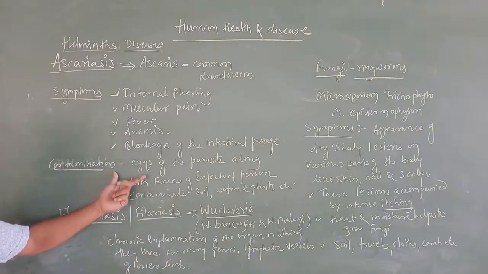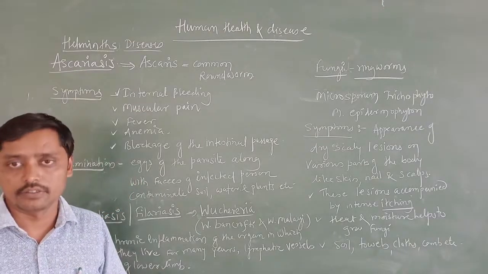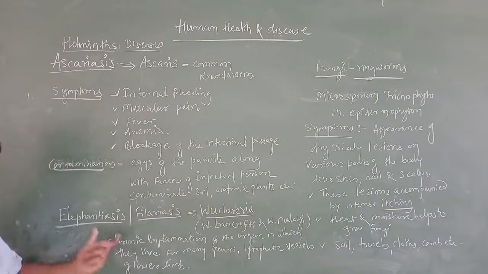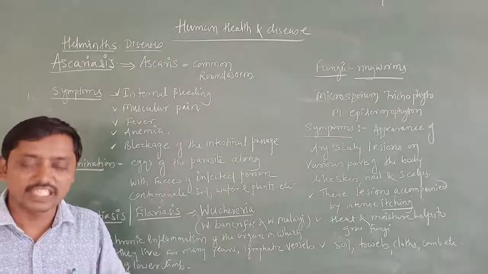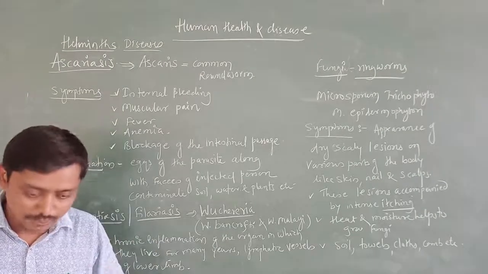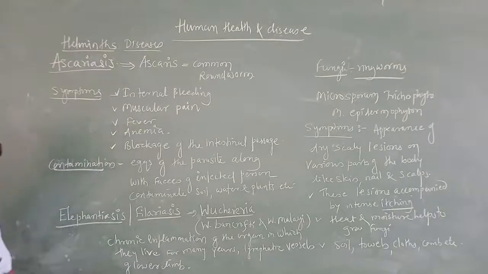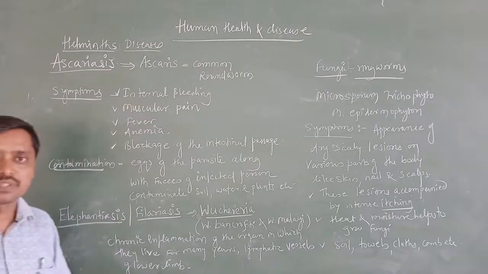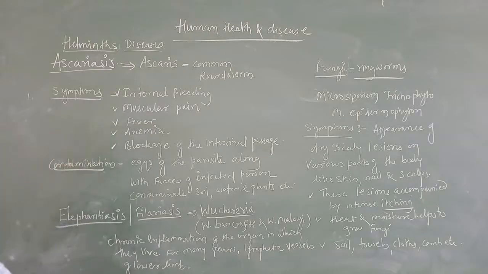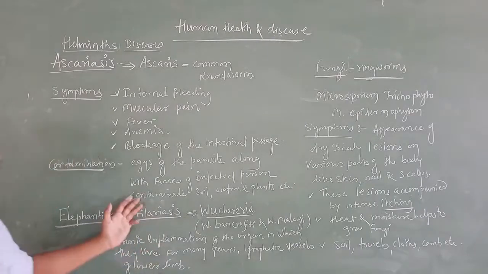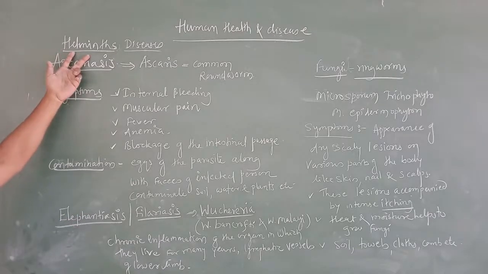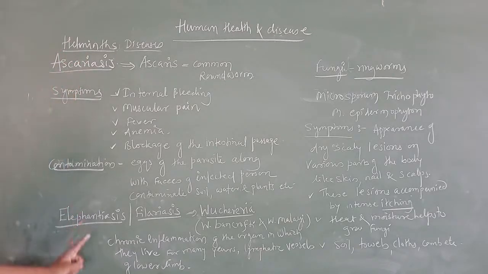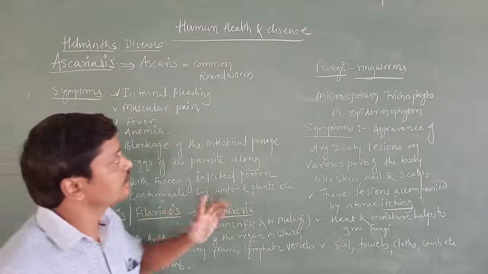Next point, we are going to go for transmission. How do they transfer from one person to another person? Here, once again, for elephantiasis or filariasis, the vector is the female Anopheles mosquito. By the bite of the female Anopheles mosquito, elephantiasis or filariasis is transferred from one person to another person. So these are the two diseases we are studying under the helminth diseases. One is ascariasis, another one is elephantiasis. Now we are moving towards the fungal diseases.